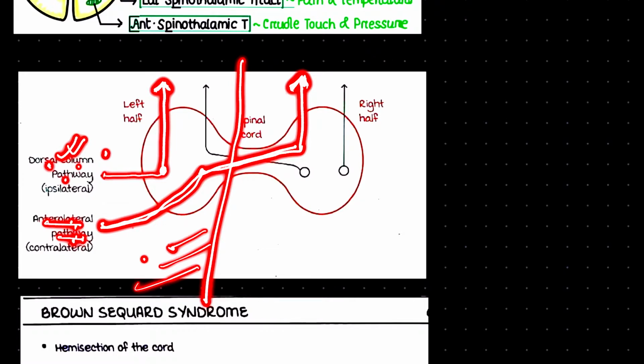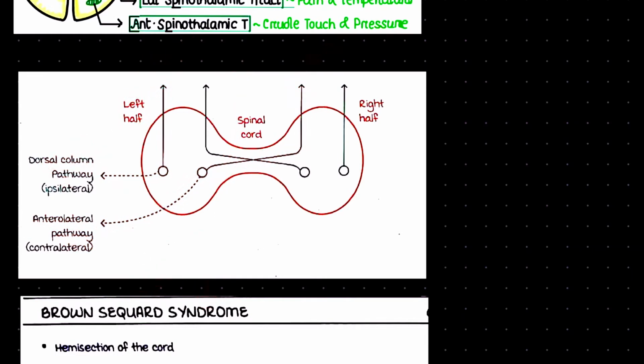That means if there is injury in this left half, what will happen? There will be loss of sensation on the same side carried by the dorsal column pathway, but there will be loss of the sensations carried by the anterolateral pathway on the opposite side.